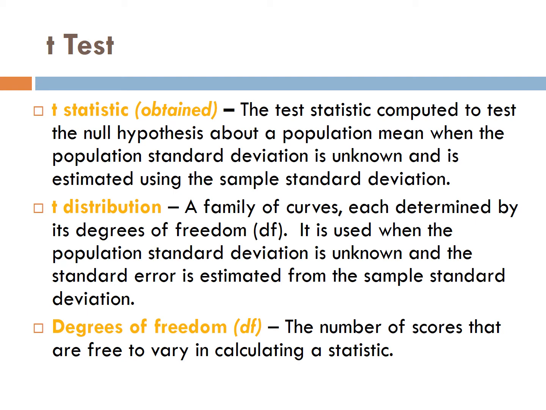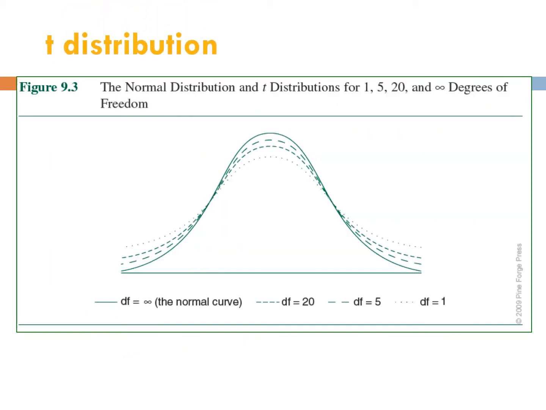And degrees of freedom, we saw that in chi-squared, is the number of scores that are free to vary in calculating a statistic. So for the t-distribution, if we have degrees of freedom of infinity, then it's the solid green line. If it's degrees of freedom of 20, it's kind of dashed, and degrees of freedom of 5, and then degrees of freedom of 1 is little dots. And as you can see, with degrees of freedom of 1, it looks less like a bell curve. As you get more degrees of freedom, the shape approaches a normal bell curve.